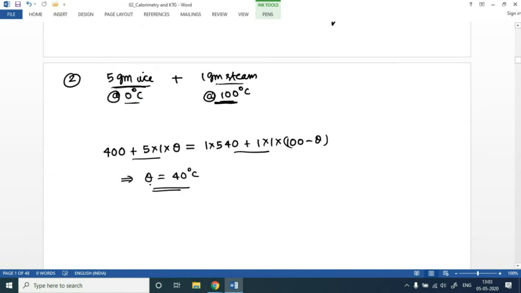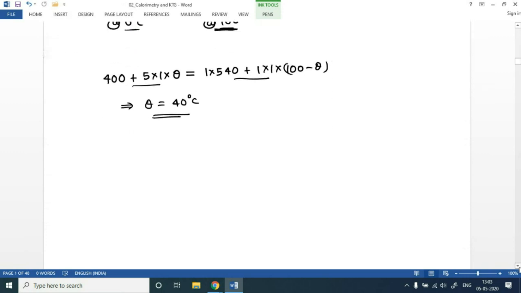So you should realize that theta equal to 40 degrees Celsius would be the equilibrium temperature, and the final mixture will contain only water, and that would be simply 6 gram water over here. 5 gram ice has melted and 1 gram steam has condensed, so a total of 6 gram of water here.